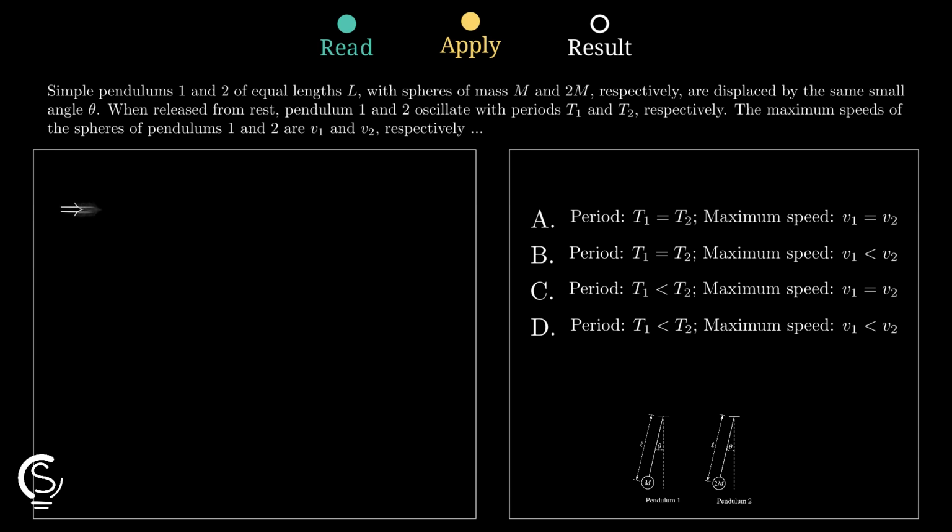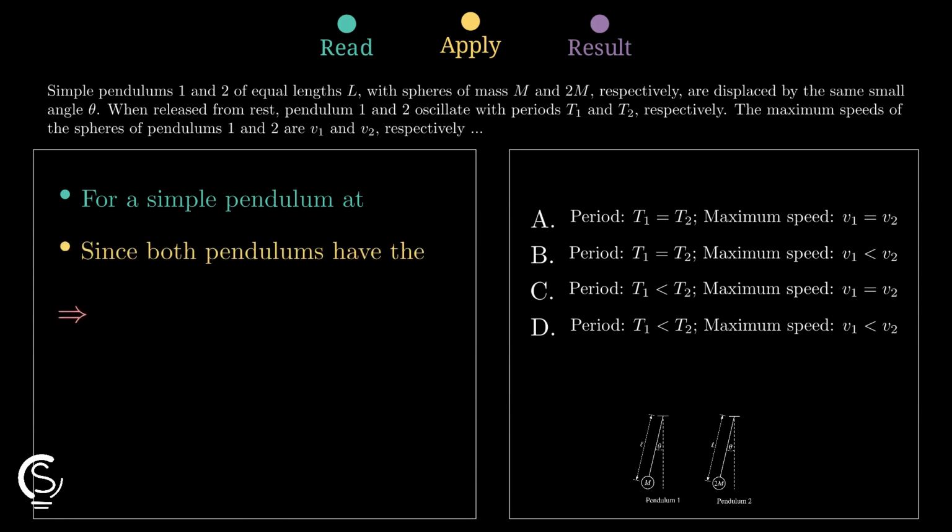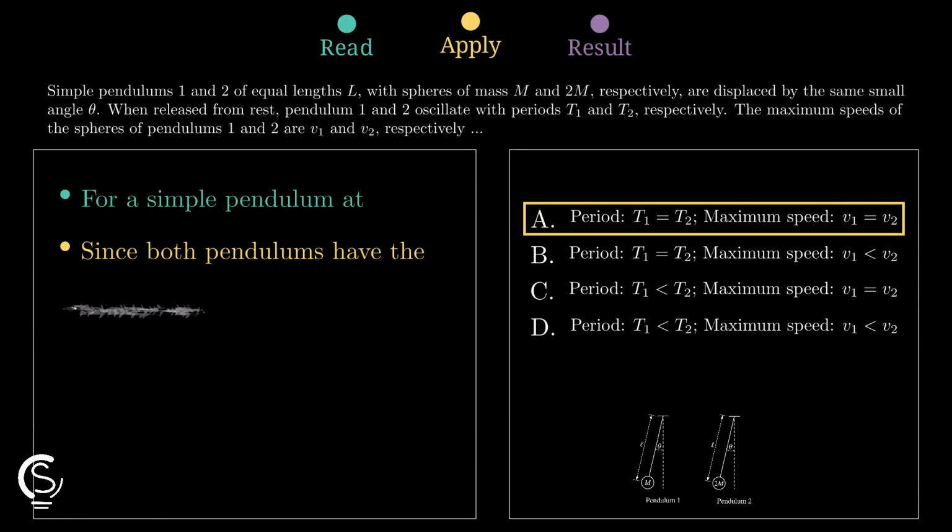Next, we check the maximum speed using energy conservation. The mass actually cancels out when you set potential energy equal to kinetic energy, so mass does not change the final speed. Since both the period and the maximum speed are independent of mass, they remain equal for both pendulums. That makes option A our final winner.